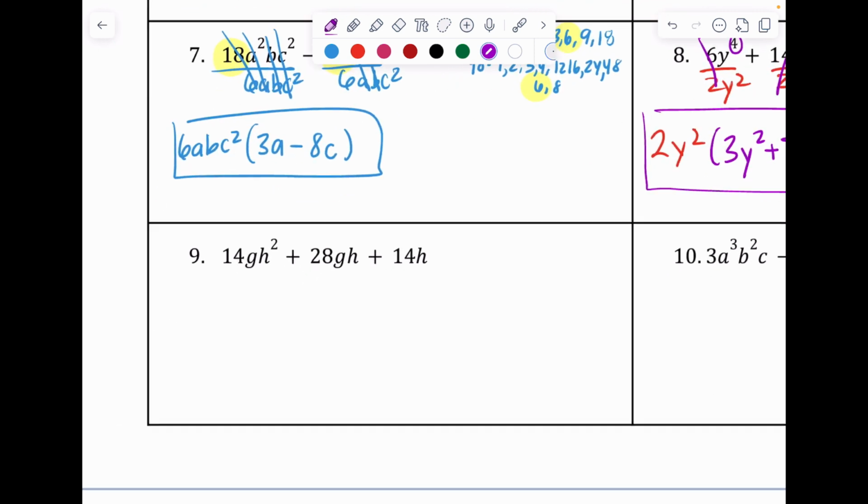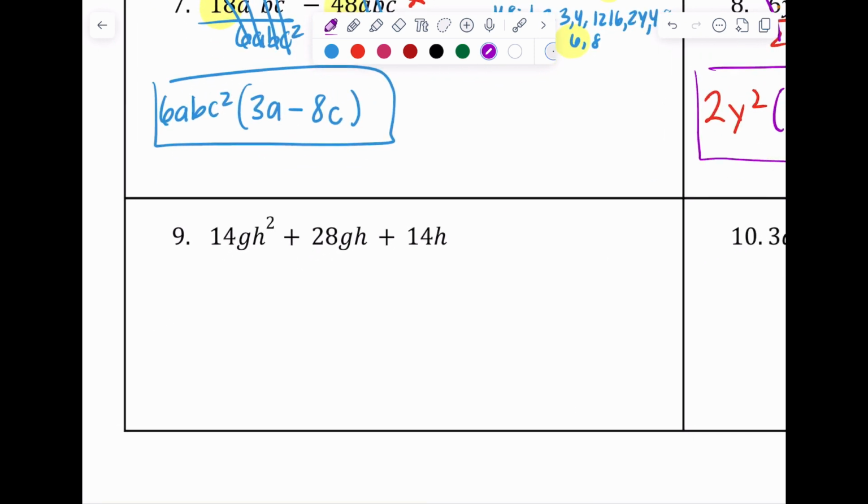Number 9. Okay, again, I want to know, here are my numbers, 14 and 28. What numbers go into 14? 1, 2, 7, 14. What numbers go into 28? Looks like it's 1, 28, 2, 14, 4 and 7. And then, what's my greatest common factor? Looks like it's 14. So I can factor out a 14.